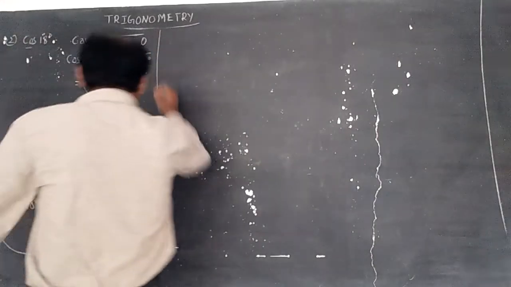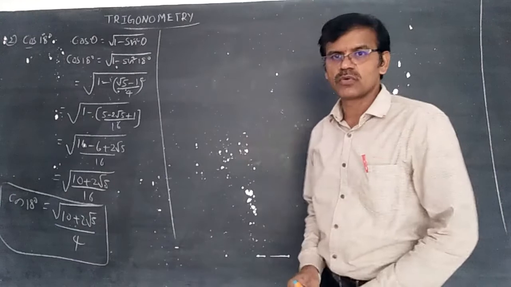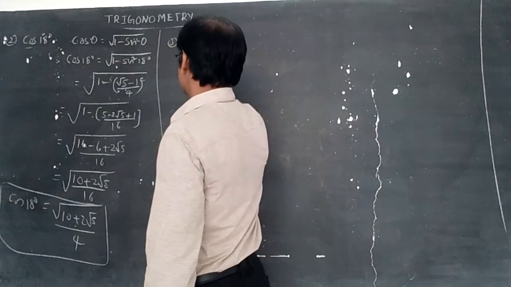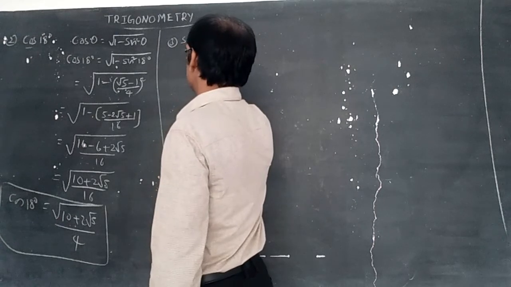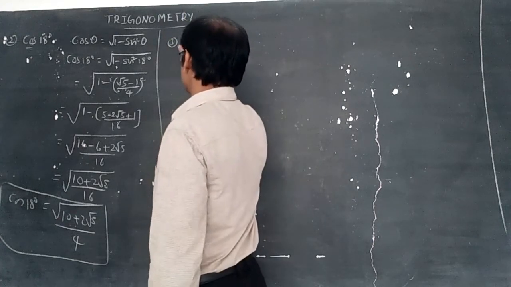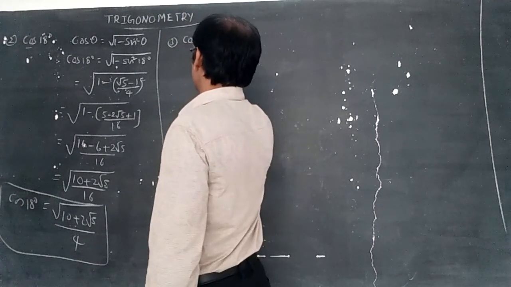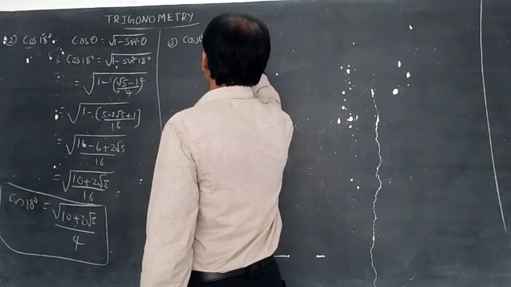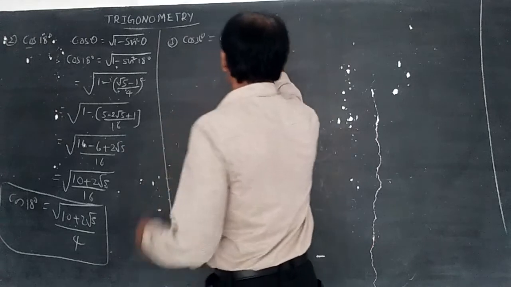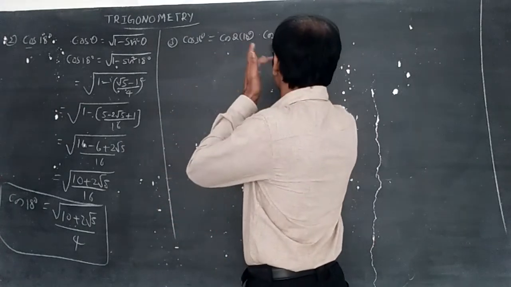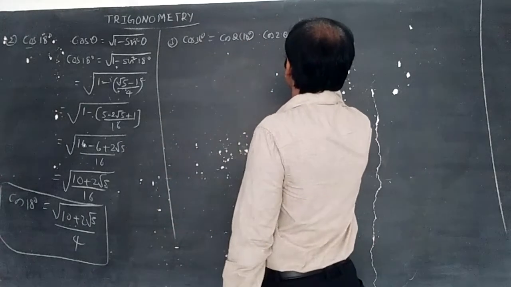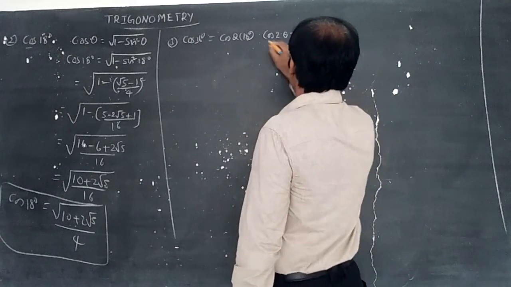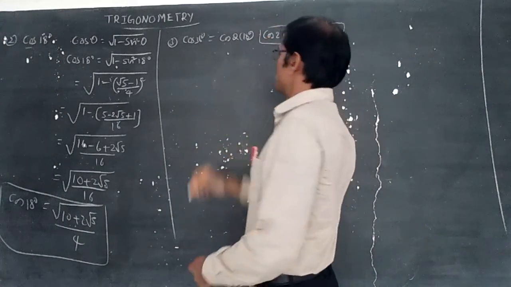Cos 18 we got. Now let us discuss sin 36 and cos 36. Let us discuss cos 36 first of all. Let us write this as cos 2 into 18. Let us remember the formula cos 2 theta is equal to, according to the sin formula, 1 minus 2 sin square theta.